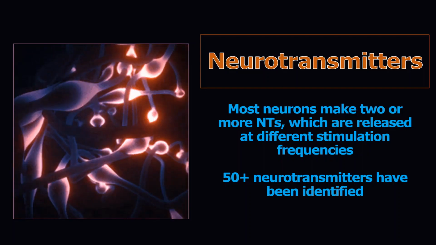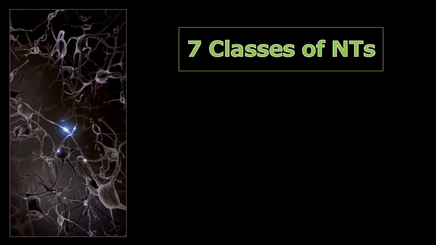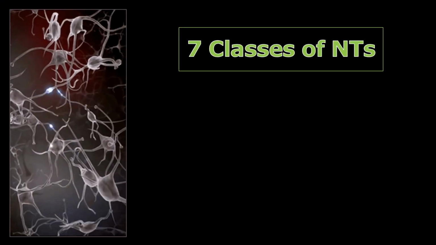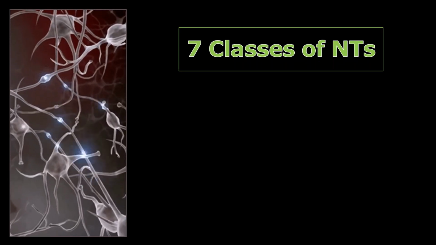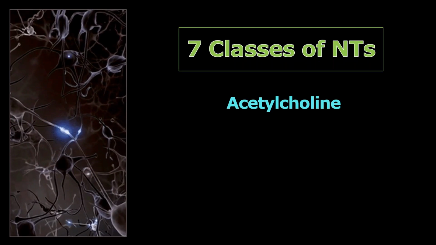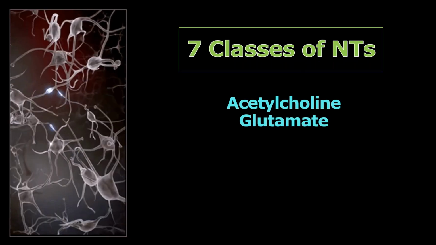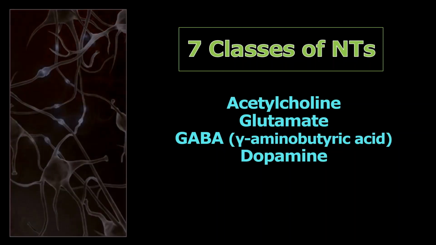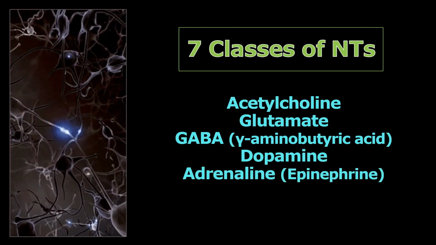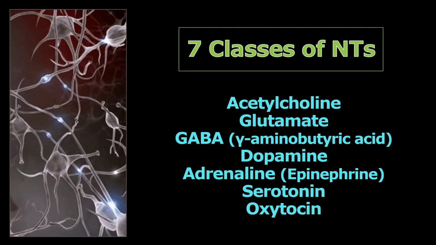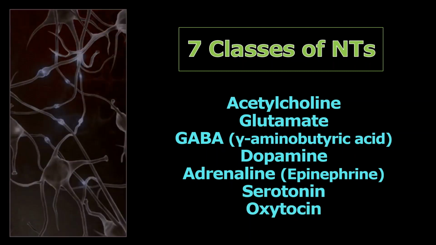And we're going to take a quick look through some of the major groups. So 7 classes, though these aren't the 7 classes of neurotransmitters. You can group these in many different ways. I'm just going to pick 7 classes that you often hear about, which are acetylcholine, glutamate, GABA, also known as gamma-aminobutyric acid, dopamine, adrenaline, also known as epinephrine, it's the same thing, serotonin, and oxytocin. So let's briefly check out each one of these.